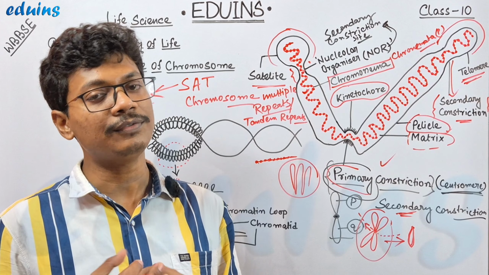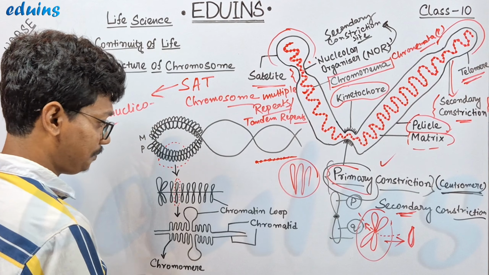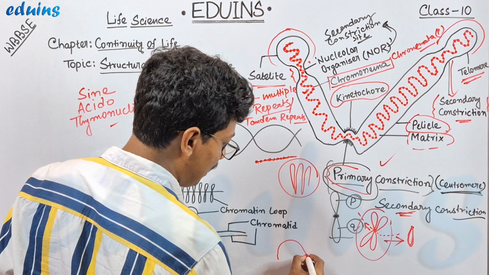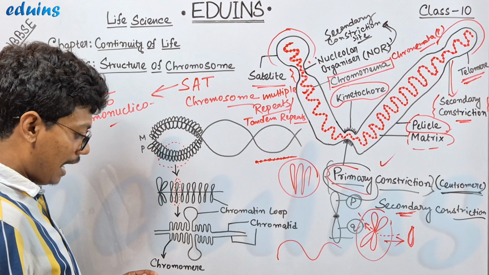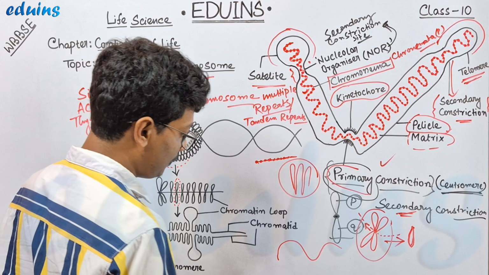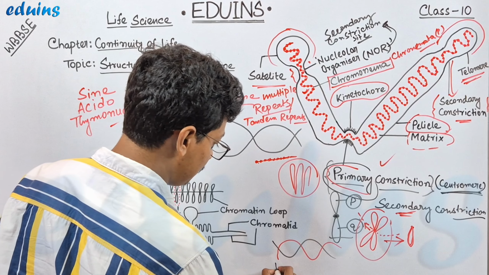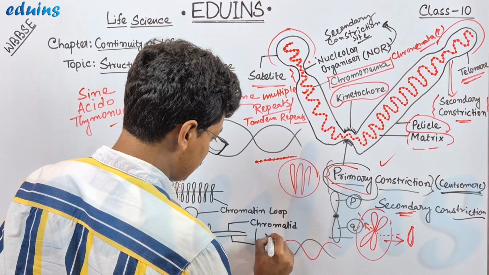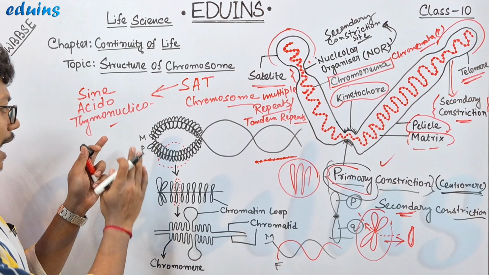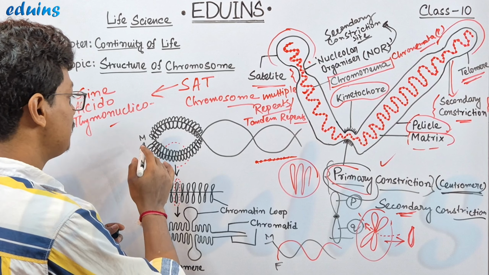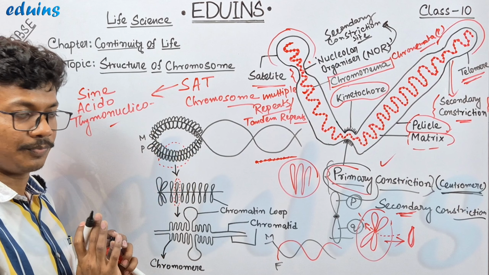If we go to the detailed structure, for your knowledge, we know that a sperm and an ovum fuse together to form a zygote. So there is one chromosome from the father and another chromosome from the mother. I have drawn it here like this. This is the mother and this is the father chromosome.